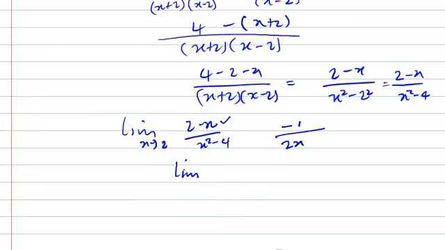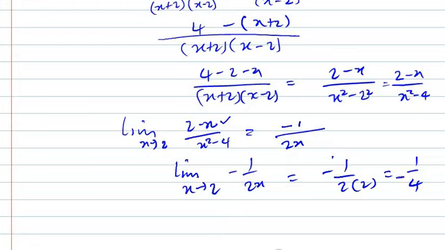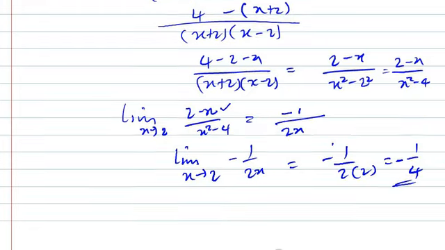So the limit as x goes to 2 of minus 1 over 2x, so we substitute x to be equal to 2, we have minus 1 over 2 by 2, which is negative 1 over 4. So the next question is also very easy.